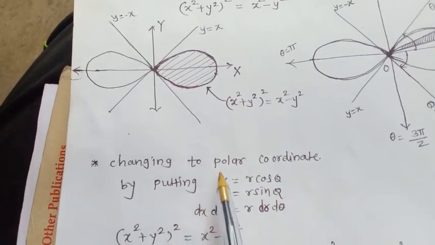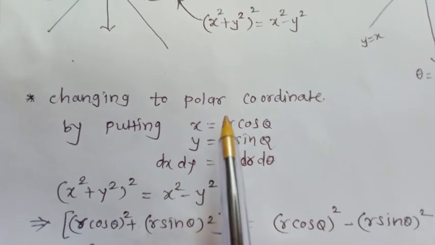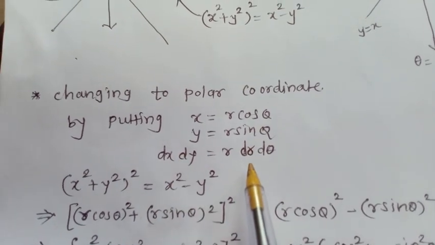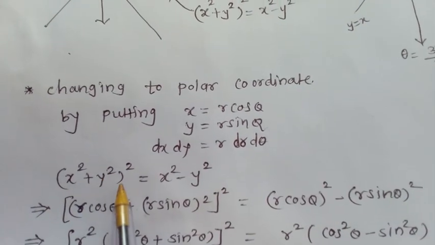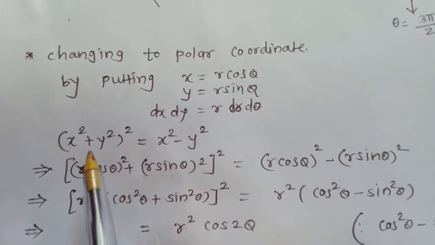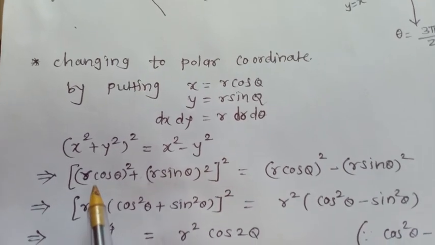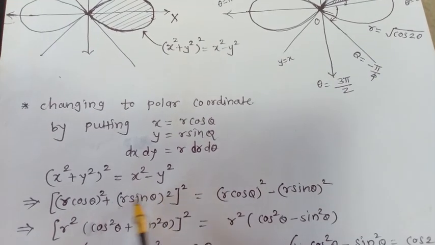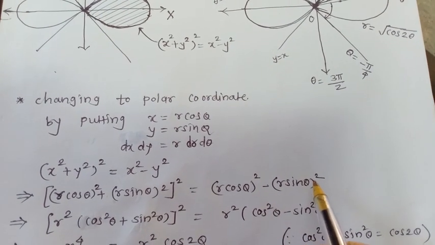So for this, I am starting from our given equation of Lemniscate. Therefore, changing to polar coordinates by putting x equals r cos theta, y equals r sin theta, and dx dy equals r dr d theta. First of all, we are considering our equation of Lemniscate, that is (x square plus y square) whole square equals x square minus y square. Now in this next step, we are replacing x by r cos theta and y by r sin theta everywhere. So we will get (r cos theta) square plus (r sin theta) square, and whole square, equals (r cos theta) square minus (r sin theta) square.